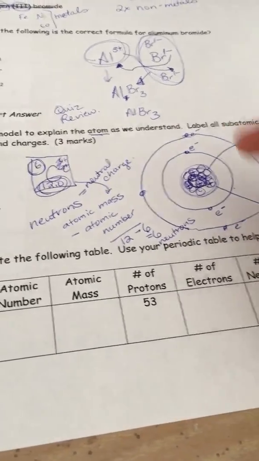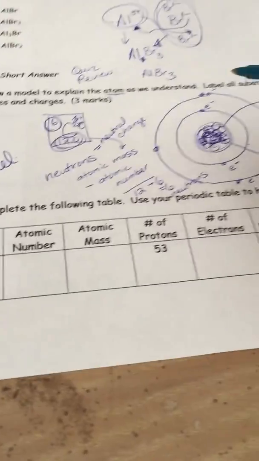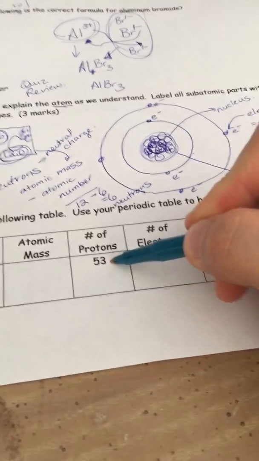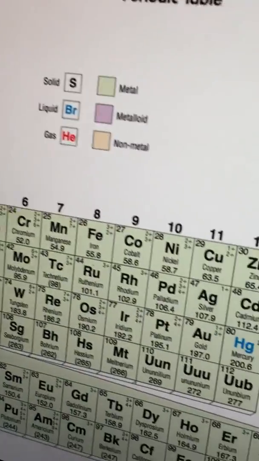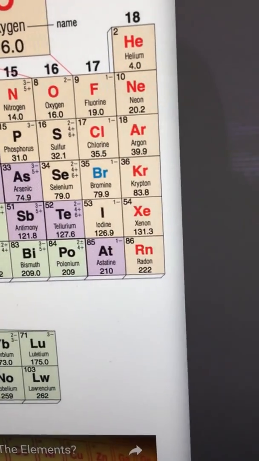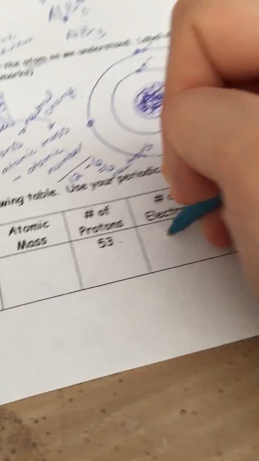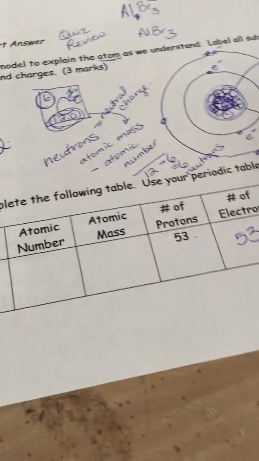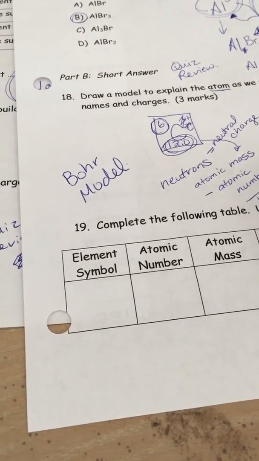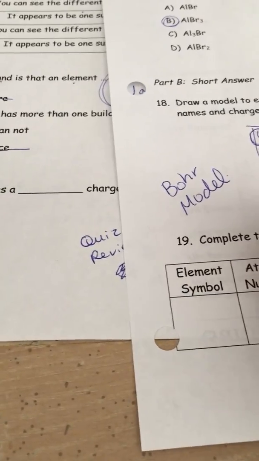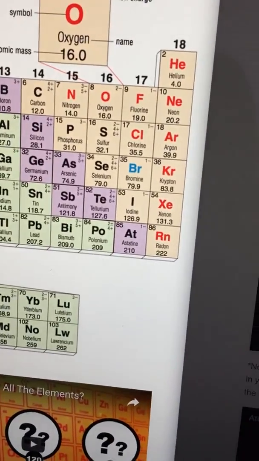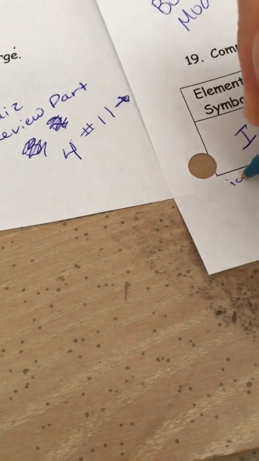Continuing this information to use our table, we need to find something that has 53 protons. Which one of these has 53 protons? Let's take a look. Oh, there it is. Iodine, 53 protons. So if it has 53 protons, that means it also has 53 electrons. And what is the atomic number? Also 53. What was that? Iodine. That's a simple I. Maybe put iodine for yourself, just to help you remember.